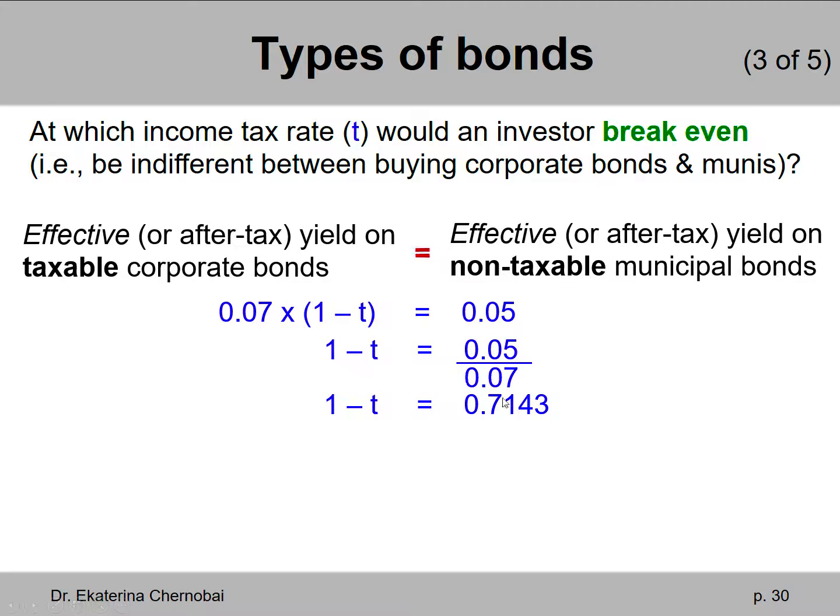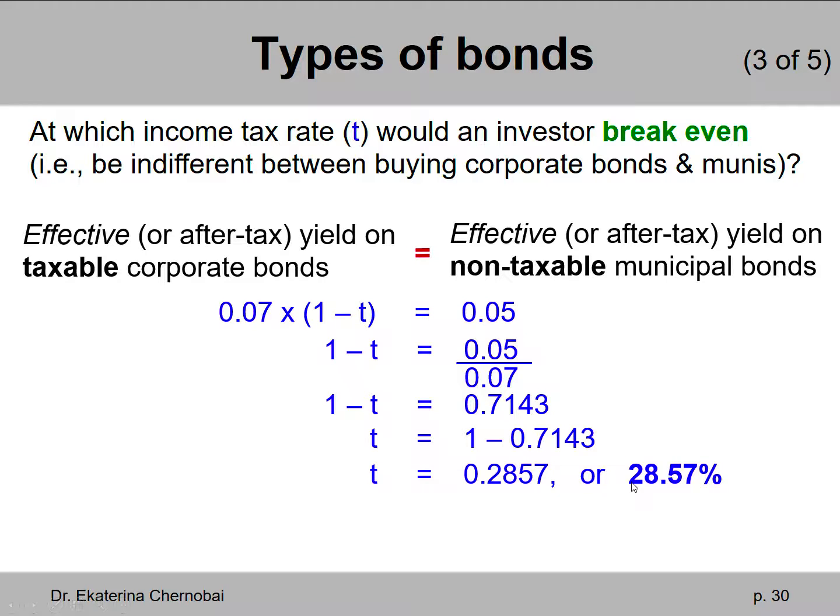Actually, I first simplified the fraction. So 0.05 over 0.07 equals 0.7143. And then t will equal 1 minus 0.7143. And when you simplify it, you get 0.2857.